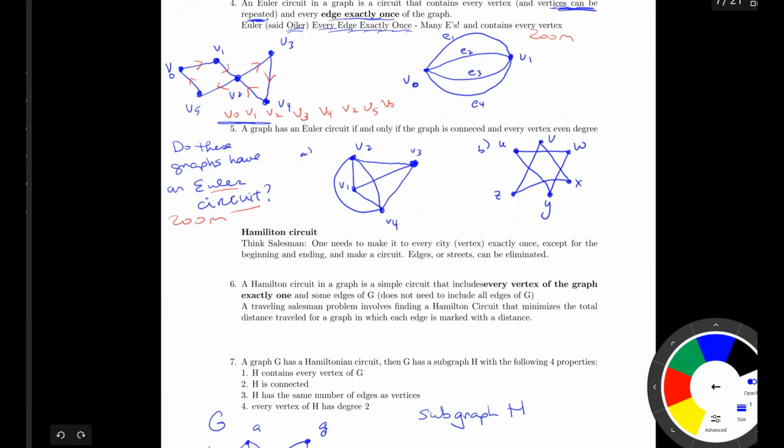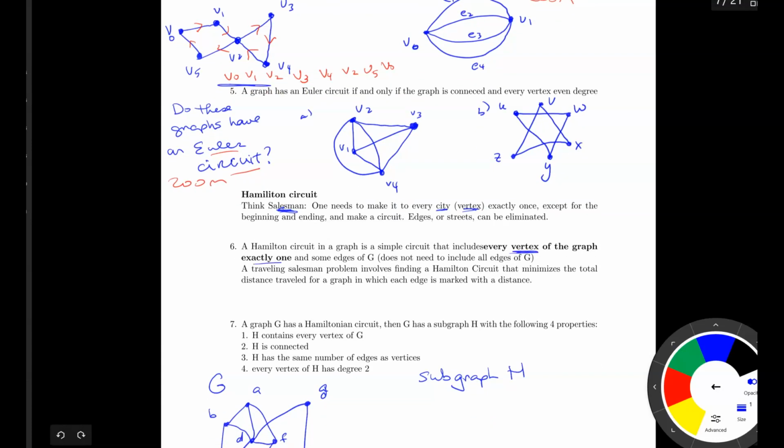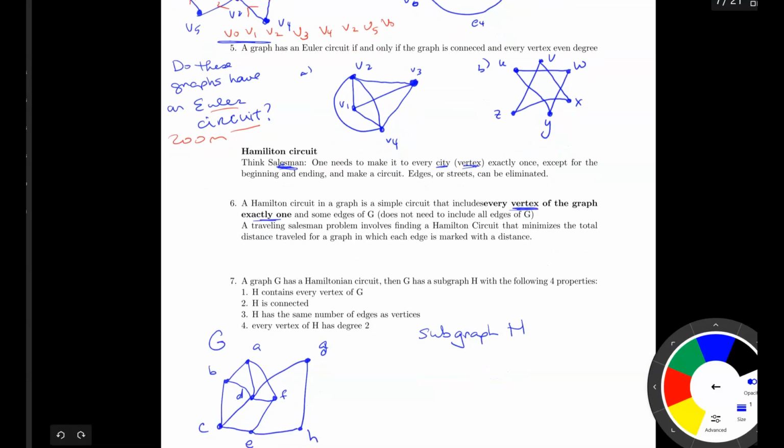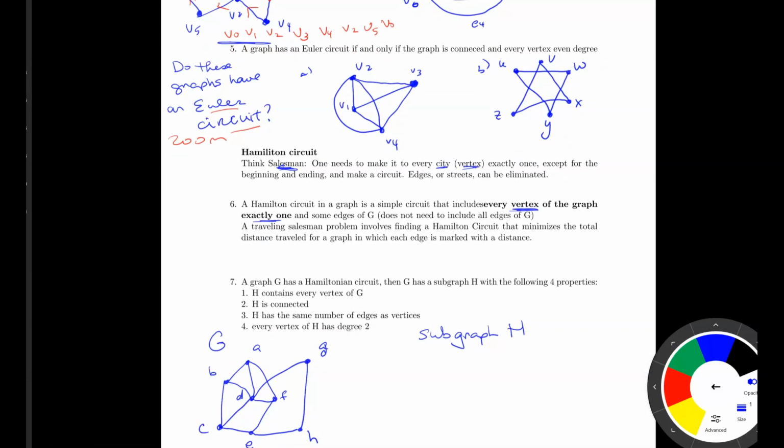All right, so Hamilton, think of it as a salesman. So Euler was in a town, had lots of bridges. He wanted to start and stop at the same place and get over every bridge, every edge exactly once. Hamilton, he needs to make it to every city, every vertex exactly once. He does not need to go over every single street, or every single highway, but he just wants to make it to every vertex exactly once. And he doesn't want to go to the same vertex. You don't need to include all the edges. So every vertex exactly once.